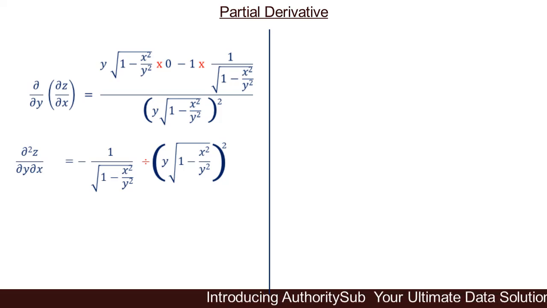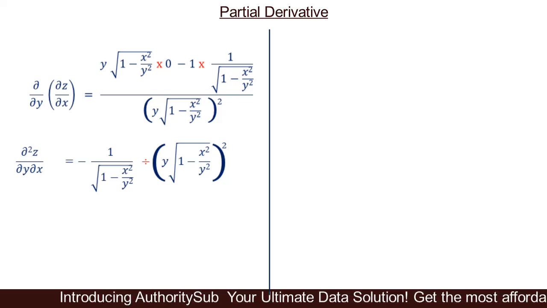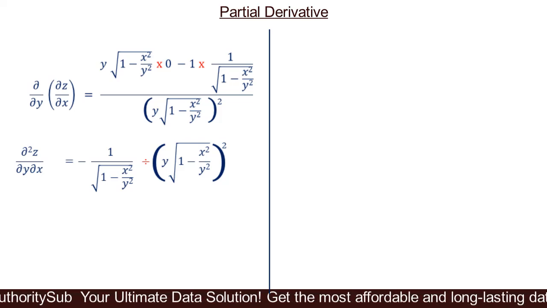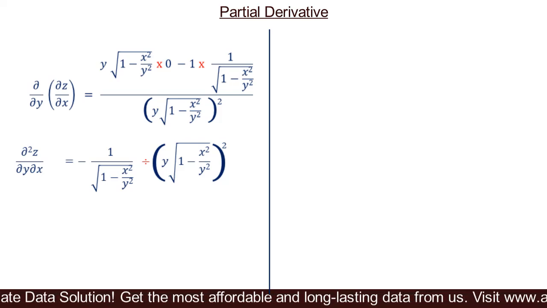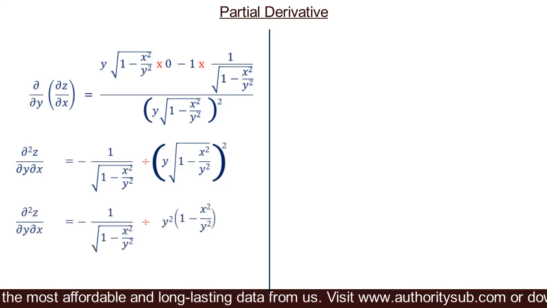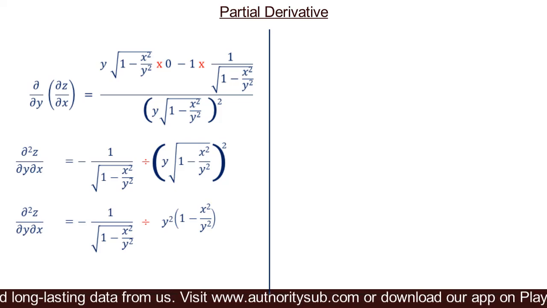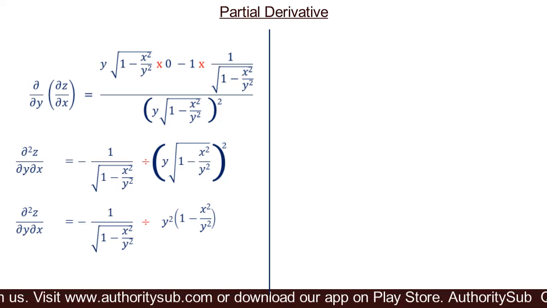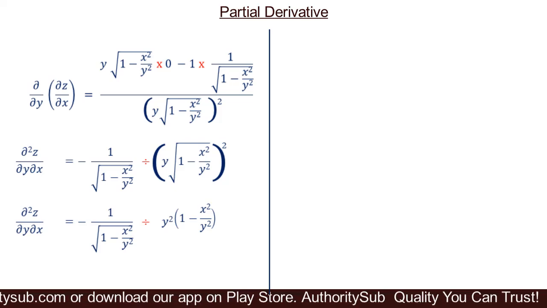Good. Now look at this. In this divided by, which is the denominator, let's open the bracket by distributing the square to the content of this bracket. When you open it, you are going to have y squared, then the square root inside will be cancelled by the square outside. So that means the second partial derivative of z with respect to y with respect to x is equal to minus 1 all over square root of 1 minus x squared all over y squared, divided by y squared open bracket 1 minus x squared all over y squared.